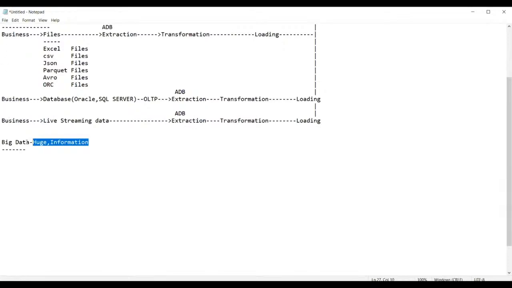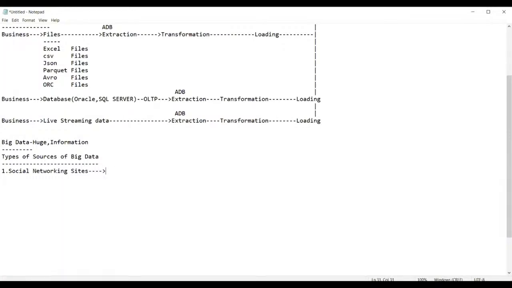But what is that business? What are the sources? Let us see that. Types of sources of big data. The first place from where you can get big data is called social networking sites.